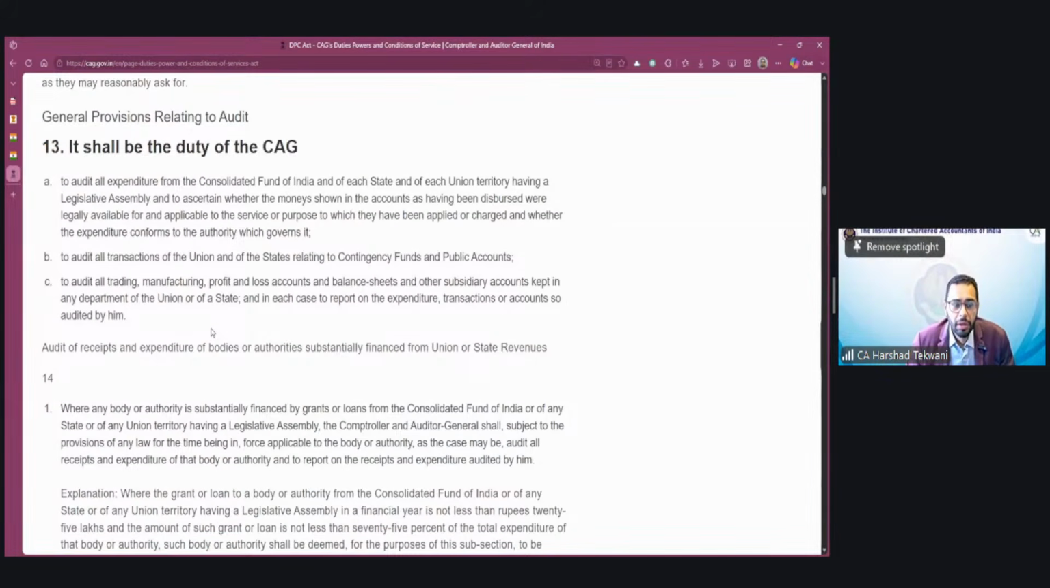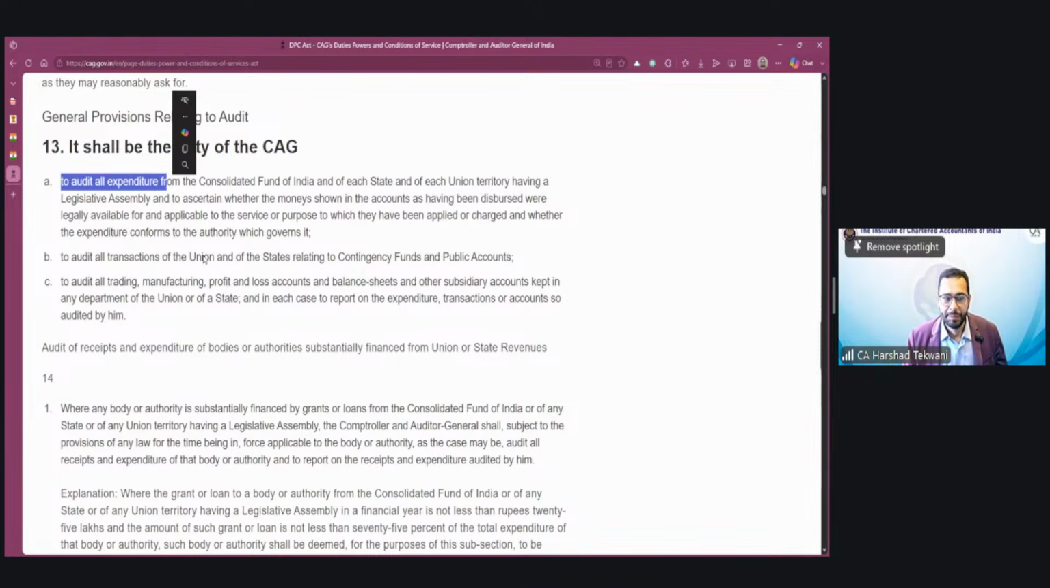Okay. So the CAG is required to audit all transactions, all trading, manufacturing, profit and loss, balance sheets of subsidiaries, and accounts kept in any department. Okay. To audit all expenditure. So here the detailed audit requirements are there. The Constitution says that the report is required to be laid, but how the report is required to be prepared, how the audit is required to be done for the purpose of the report, is provided under the DPC Act.